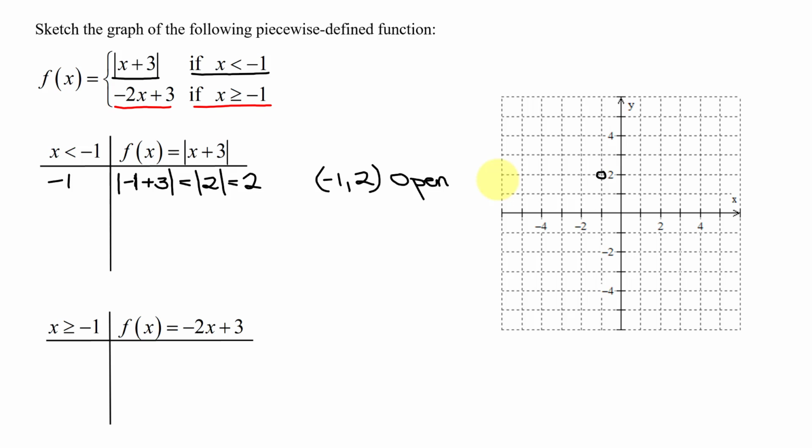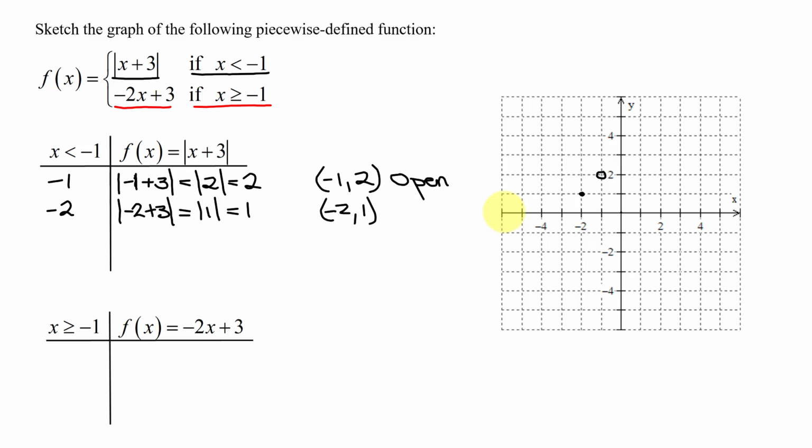And now I need some points to the left. So let's figure out what happens when x equals -2. I get the absolute value of -2 plus 3. -2 plus 3 is +1. The absolute value of +1 is 1. So the next point is -2, 1. Now, what does the graph of an absolute value function look like? It looks like a V, and so I'm going to need to calculate some more points.